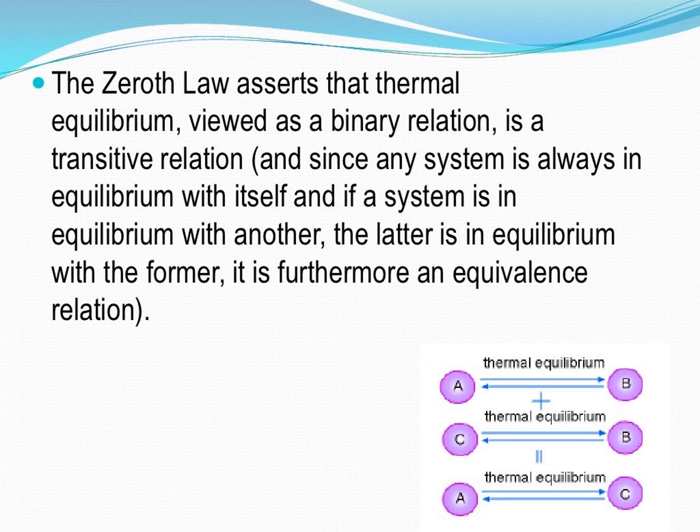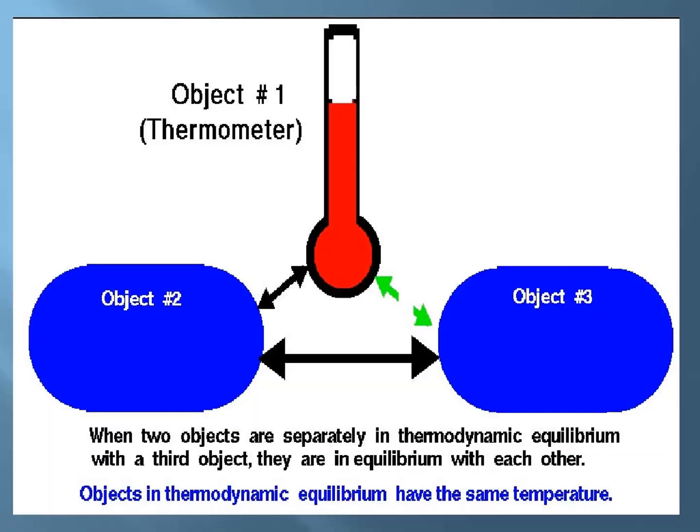This shows the zeroth law of thermodynamics. So there is a body A and a body B. When body A is in thermal equilibrium with body B, and body C is in thermal equilibrium with body B, then A and C will also be in thermal equilibrium with each other. So this is known as the zeroth law of thermodynamics.